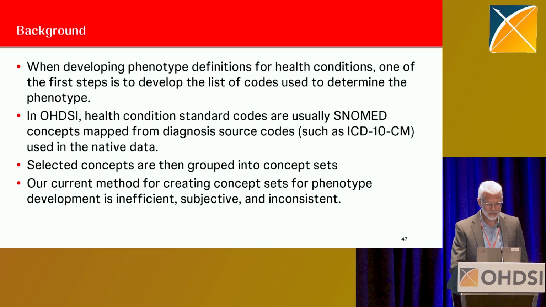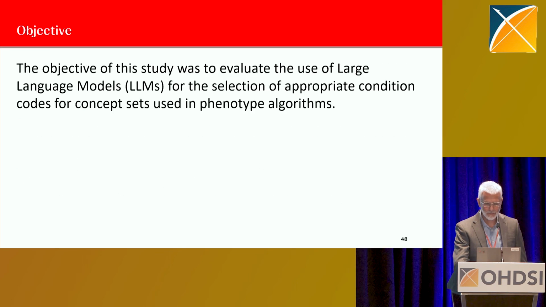These are my disclosures. When you develop phenotype algorithms, one of the things you have to do is get a list of concepts to put together to define the health conditions you're looking for. In Odyssey, we generally use SNOMED codes, and they map to diagnosis source codes like ICD-10 codes that are used in the native data. We then get the selected concepts and put them into a concept set. Our current method for creating concept sets for phenotypes is inefficient, subjective, and often inconsistent.